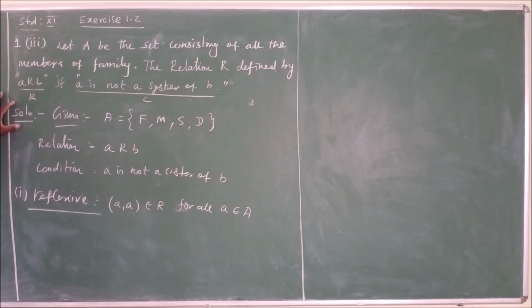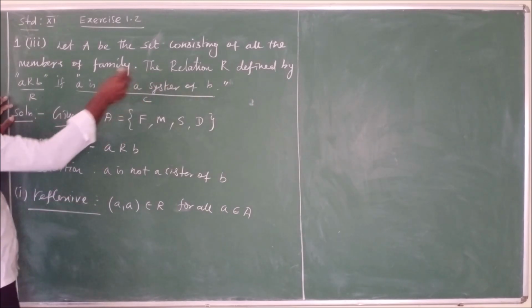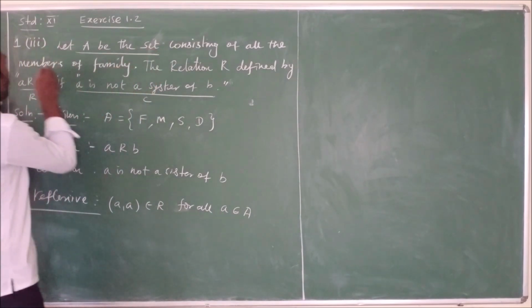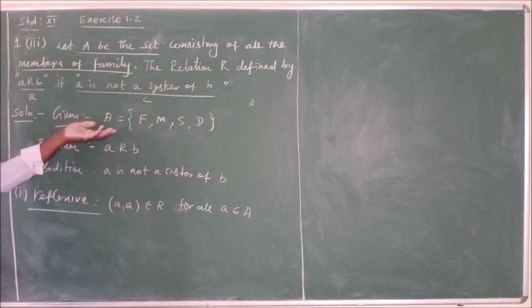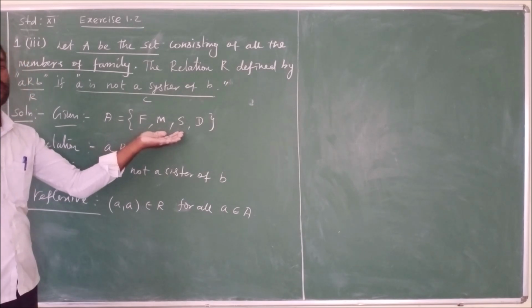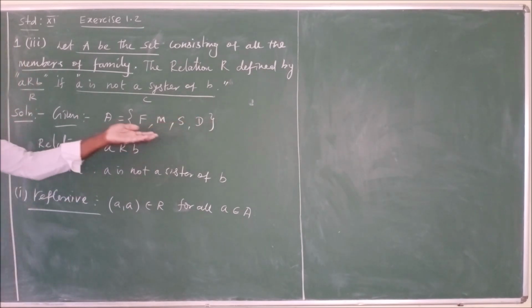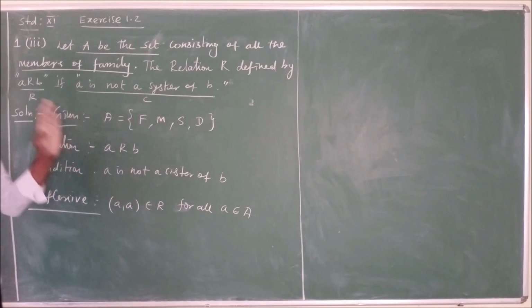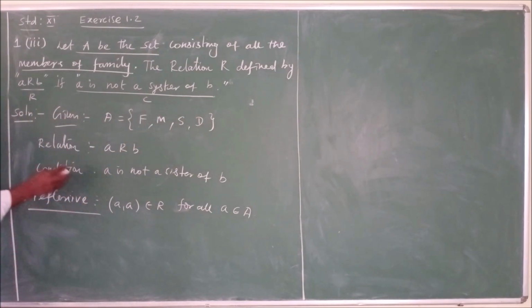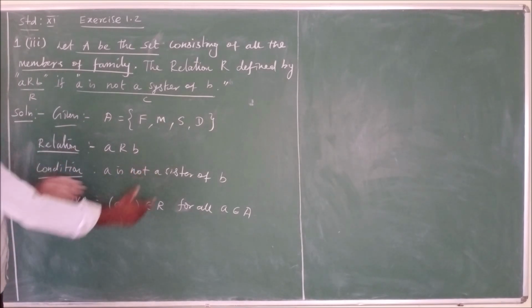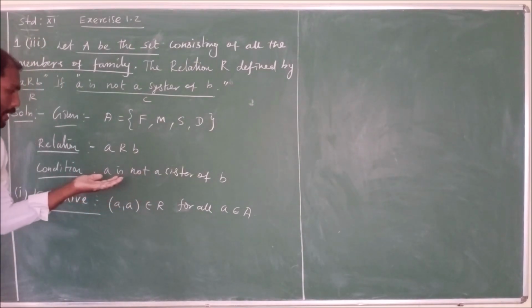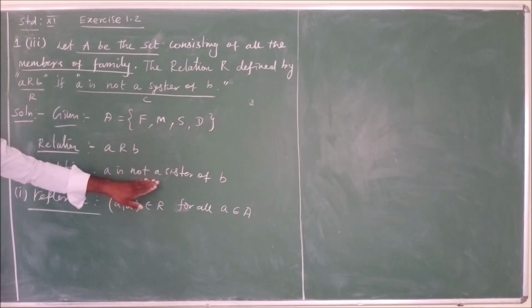What is the given data? The given data is A is the set of all members of a family. How many members? Father, mother, son and daughter, maybe one daughter, two sons, whatever. Let us take it simple for convenience: 4 members of family. What is the relation? A related to B. The condition is A is not a sister of B.